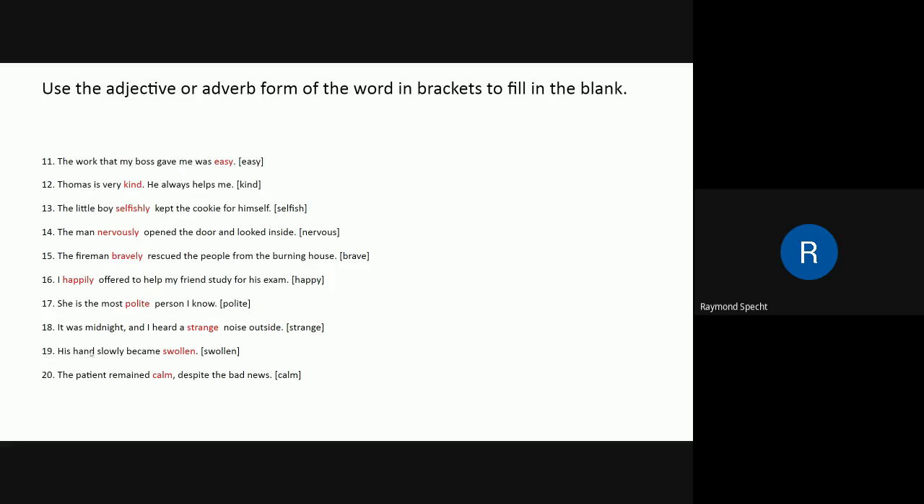19. His hand slowly became swollen. And number 20. The patient remained calm despite the bad news. All right, I'll give you a minute here just to check your answers. Make sure you got the correct ones.